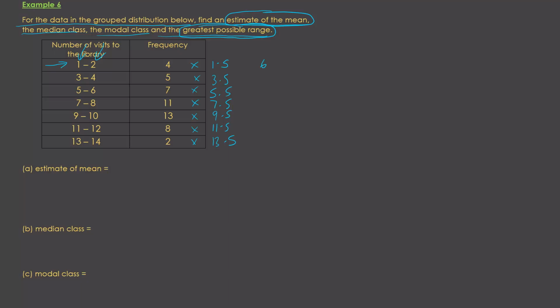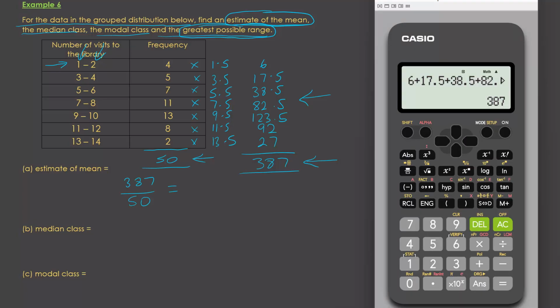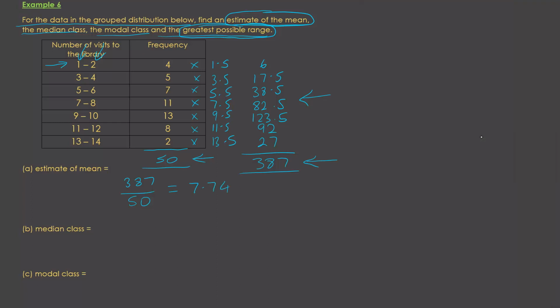So we want the total of the data by doing these multiplications. I've gone ahead and found all of those multiplications and then added them up to give us our estimate of the total for the data. And there are 50 pieces of data. So the estimate of the mean is going to be 387 divided by 50. And so 387 divided by 50 gives us 7.74.